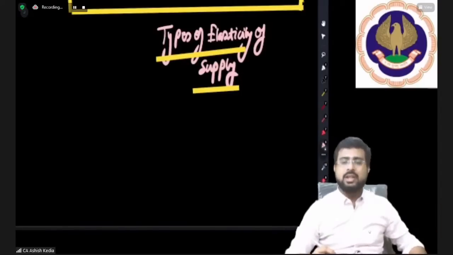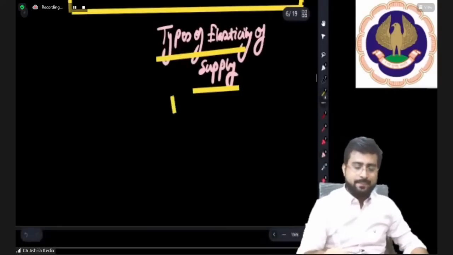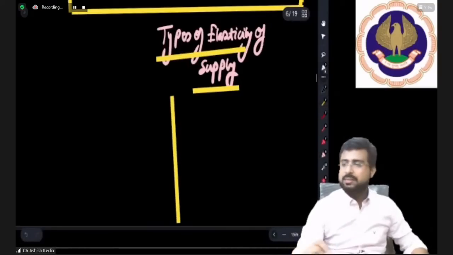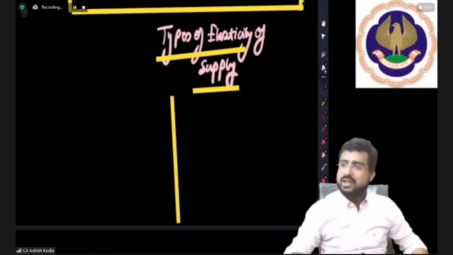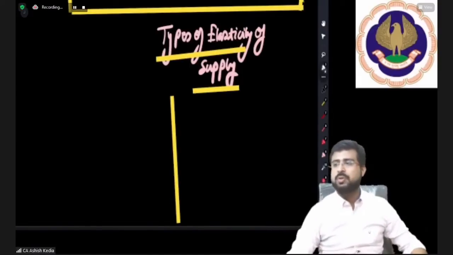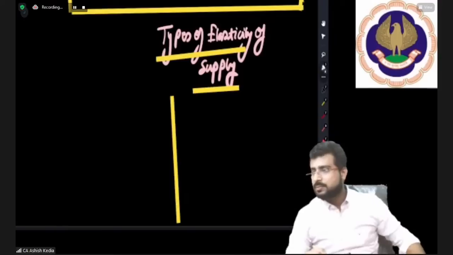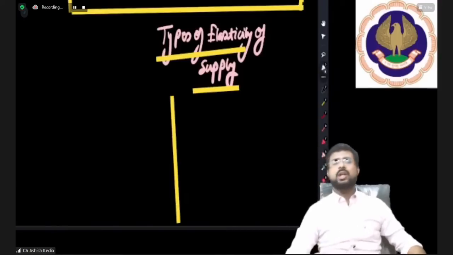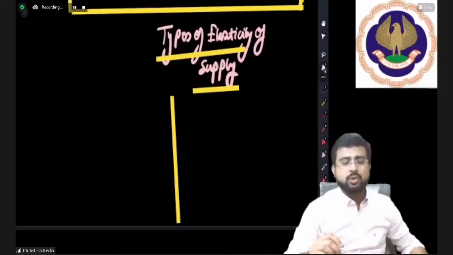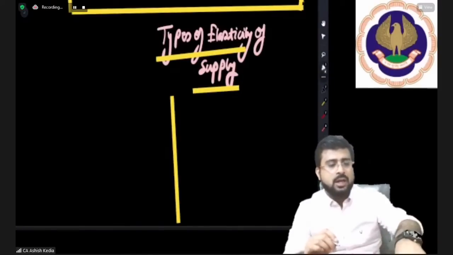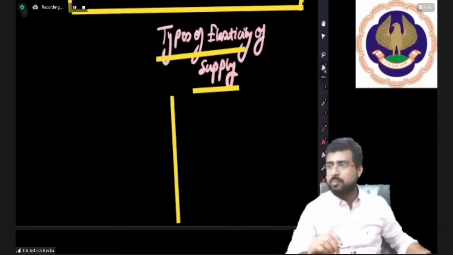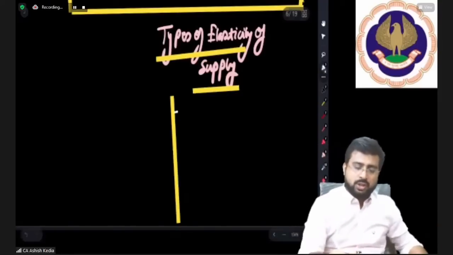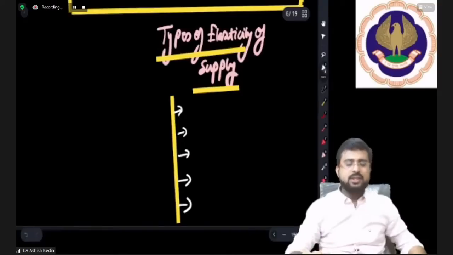Types of elasticity of supply. Friends, much like demand, there are 5 types. Exactly the same 5 types which were prevalent in demand. Just like in demand, you need to just substitute supply in the formula. Both are exactly the same. So moving on, what are the types? Pay attention, everybody. Here are the types.